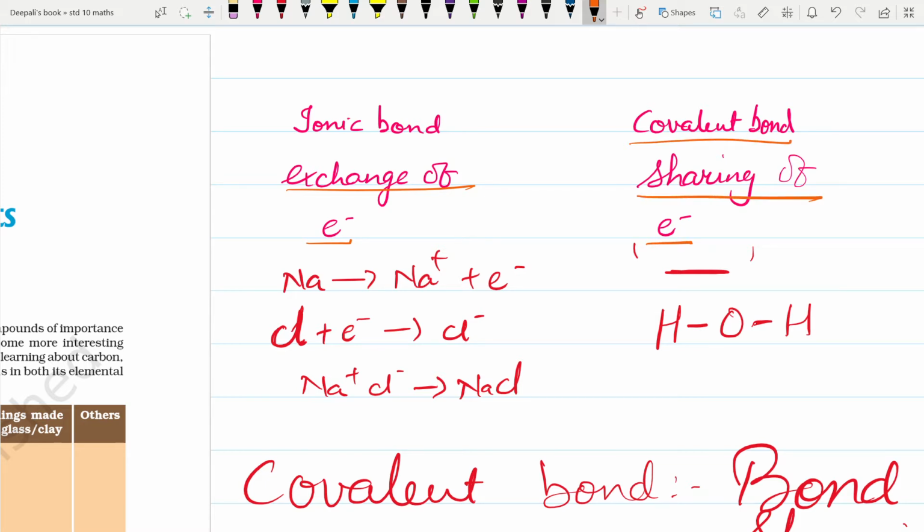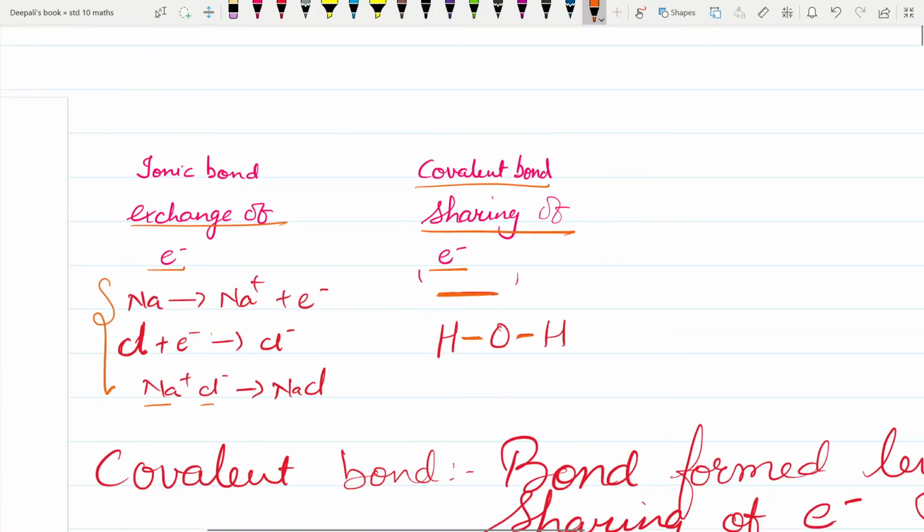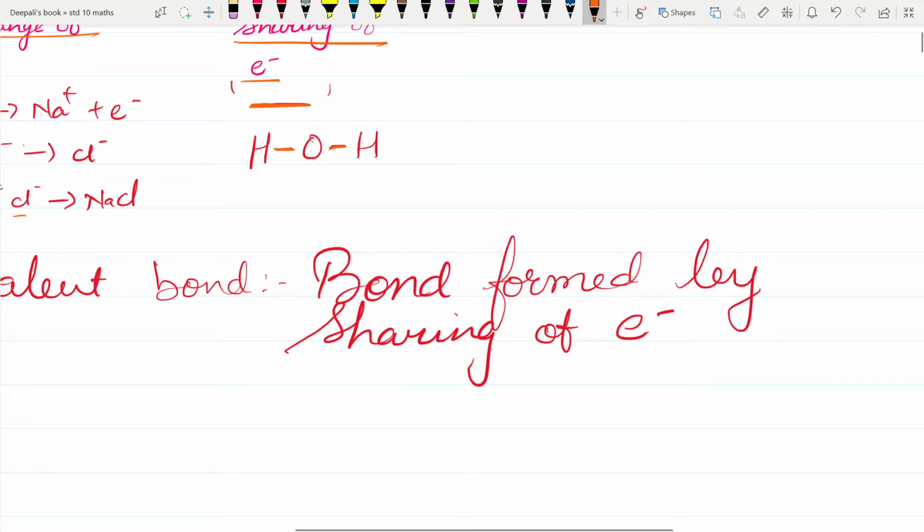If you take the simplest example of ionic bonding, Na gives up an electron to become Na plus, and Cl accepts an electron to become Cl minus. Now this anion and cation will combine and form NaCl, whereas in covalent bonding there is sharing of electrons instead of give and take of electrons, and the bond is represented by a dash between the elements. So this is a covalent bond. You can define a covalent bond as the bond formed by sharing of electrons.